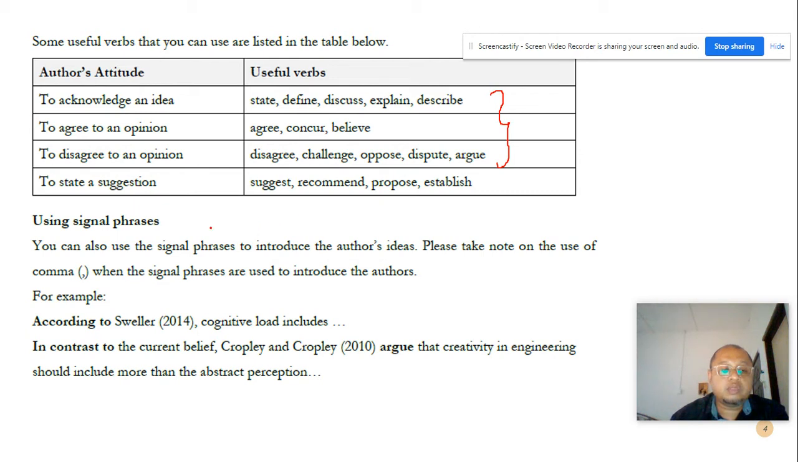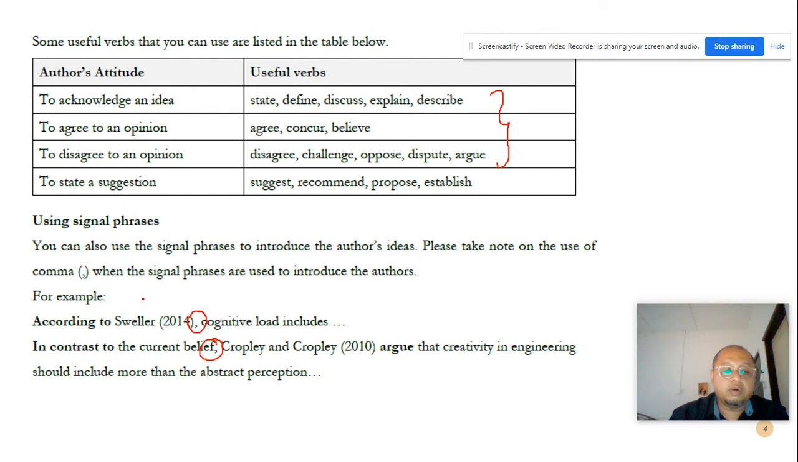Next, you can also use signal phrases to introduce the author's ideas. Please take note of the use of comma when the signal phrases are used to introduce the authors. For example, according to Swaller, the comma appears after the date or the year it was published, cognitive load includes. Compared to this one, in contrast to the current belief, the comma is here. Cropley and Cropley 2010 argue that creativity in engineering should include more than the abstract perception. So this is how you can use signal phrases.